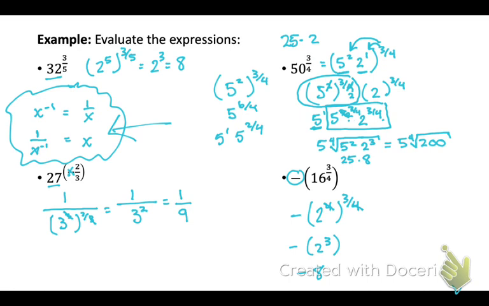Now I have a question for you. Negative 2 to the 3rd is negative 8. What is negative 2 to the 3rd? Negative 8. Okay? Doesn't make a difference, does it? No. So what is negative 2 to the 4th equal? Negative 16.